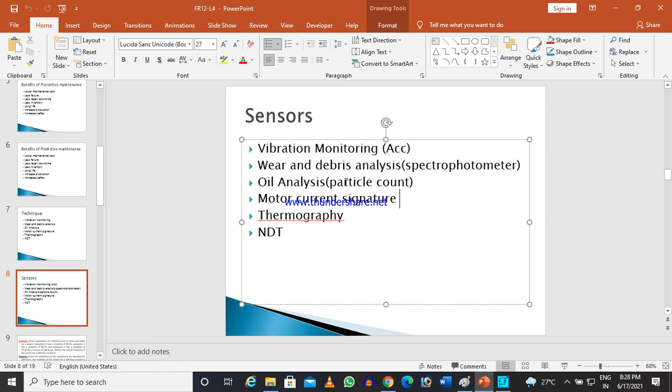For vibration monitoring, accelerometer. For wear and debris analysis, spectrophotometer. Coil analyzer is a particle count sensor. For current, it is a Hall effect sensor. You need not connect physically, you clamp it. Thermography uses an IR camera. And for NDT, today lots of manufacturers have standard off-the-shelf components, so that is ultrasound probe, eddy current probe, everything. All these are readily available.